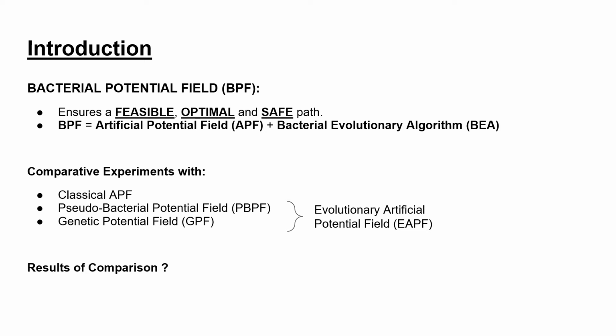And in this paper, we'll also be having comparative experiments with the classical artificial potential field and pseudobacterial potential field, PBPF, and genetic potential field, GPF. PBPF and GPF are parts of the evolutionary artificial potential field.